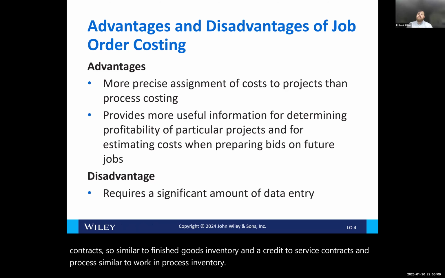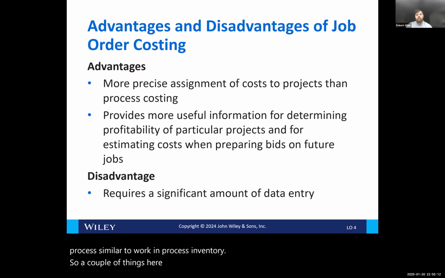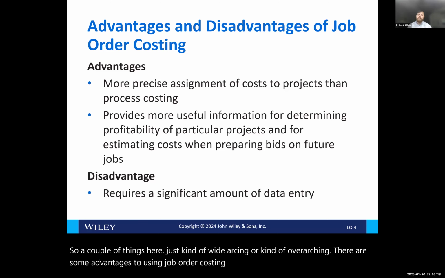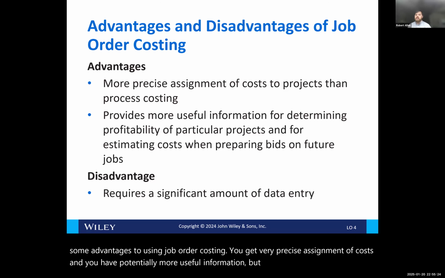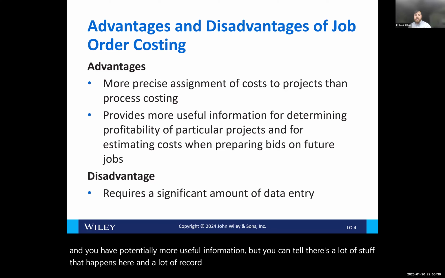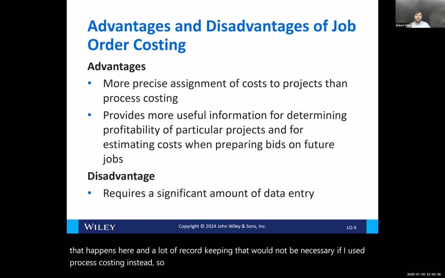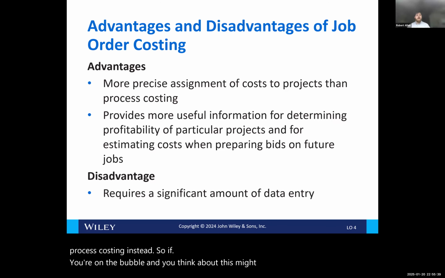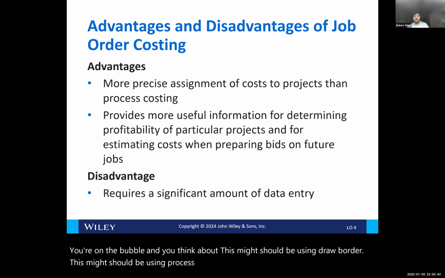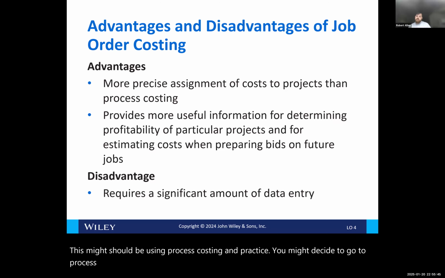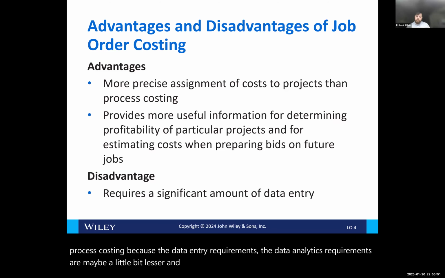So a couple of things here, just kind of wide arcing or overarching. There are some advantages to using job order costing. You get very precise assignment of costs, and you have potentially more useful information. But you can tell there's a lot of stuff that happens here and a lot of record keeping that would not be necessary if I used process costing instead. So if you're on the bubble and you think, well, should this be using job order or process costing, in practice, you might decide to go to process costing because the data entry requirements and the data analytics requirements are maybe a little bit lesser. And so that's something to consider.